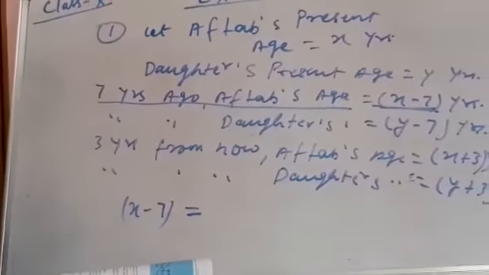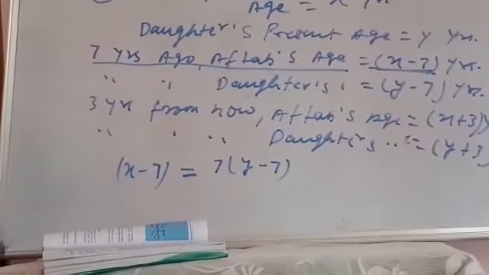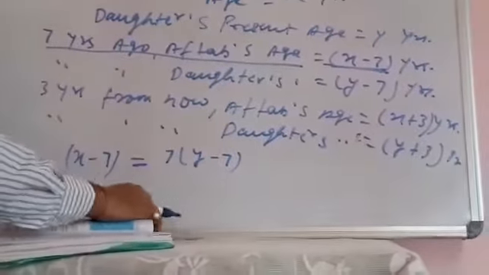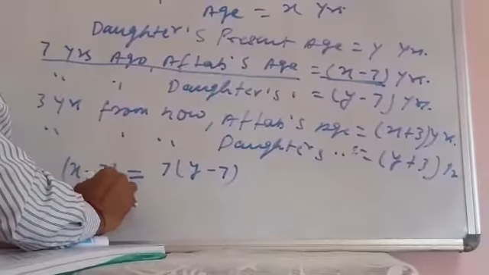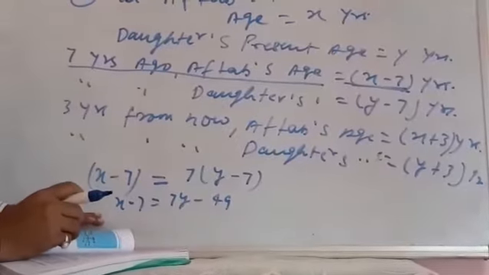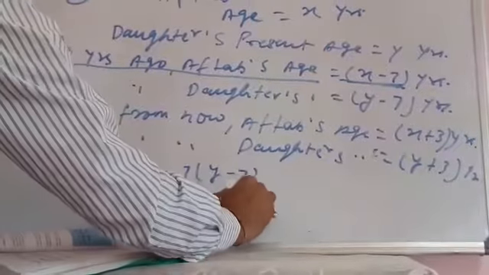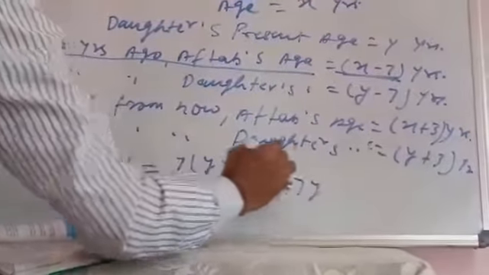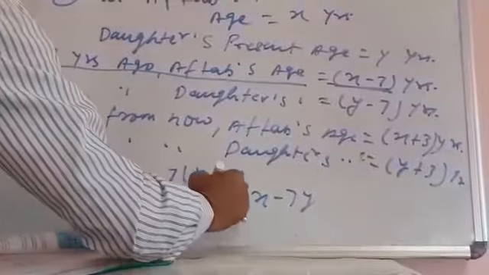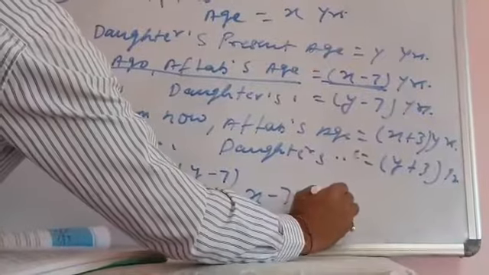I was 7 times as old as you. So here 7 into y minus 7. So this is one situation in front of you. If you solve this, it gives x minus 7 is equal to 7y minus 49. And we need to express it in the form a1x plus b1y plus c1 is equal to 0. So it gives you x minus 7y plus 42 is equal to 0.